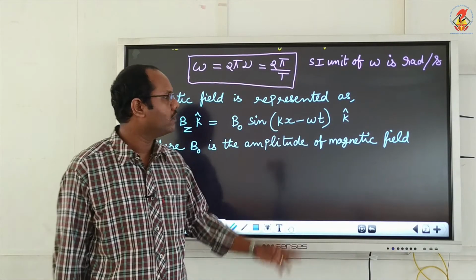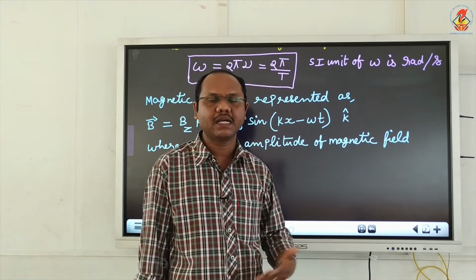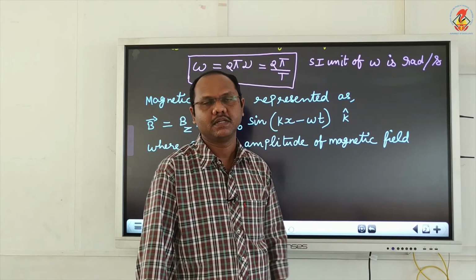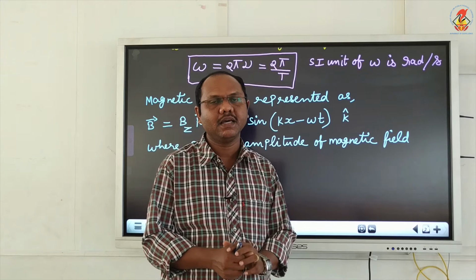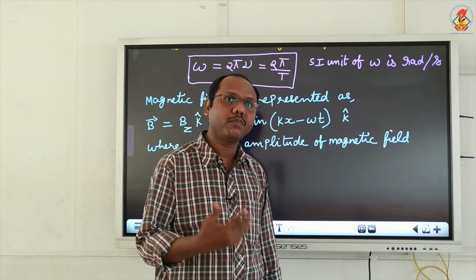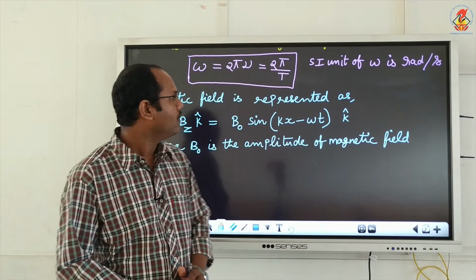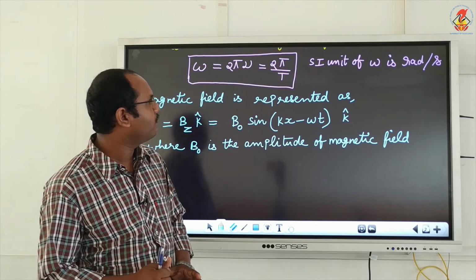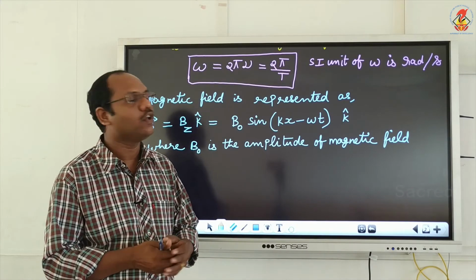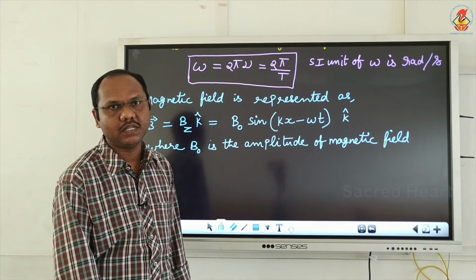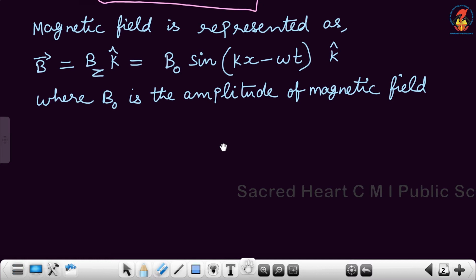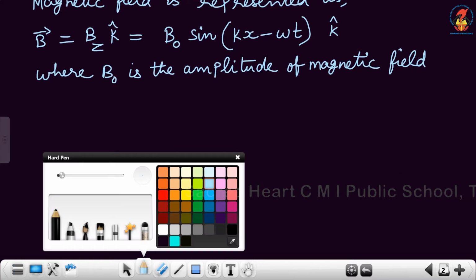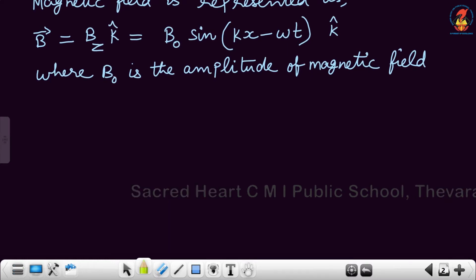And as I told you, k is the propagation constant and omega is the angular frequency. Here also it is the same. So this is the equation for the electric and magnetic field when the wave is propagating along the positive x axis. Now when I give the value of k and the value of omega in the equation, what will happen? So let us see. E0 and B0 can be written in another form.